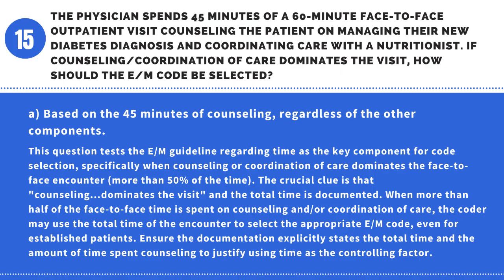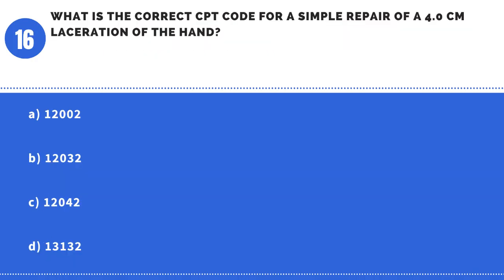This question tests the E/M guideline regarding time as the key component for code selection, specifically when counseling or coordination of care dominates the face-to-face encounter, more than 50% of the time. The crucial clue is that counseling dominates the visit and the total time is documented. When more than half of the face-to-face time is spent on counseling and/or coordination of care, the coder may use the total time of the encounter to select the appropriate E/M code, even for established patients. Ensure the documentation explicitly states the total time and the amount of time spent counseling to justify using time as the controlling factor.